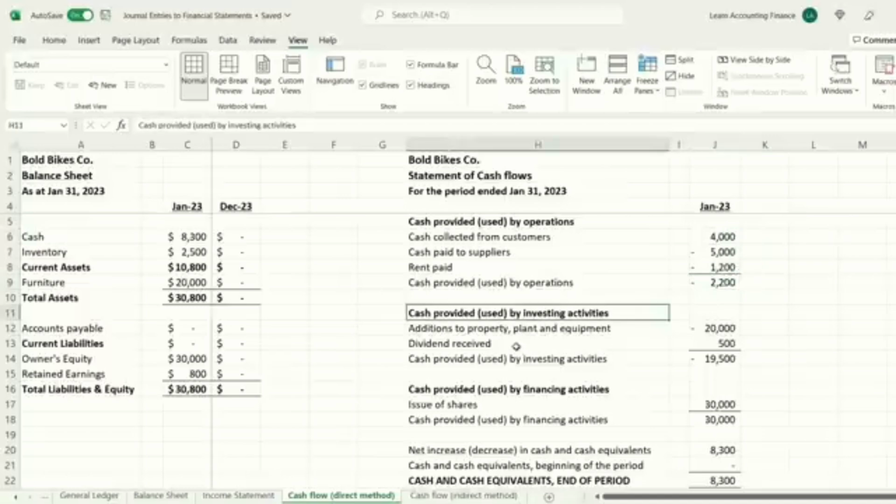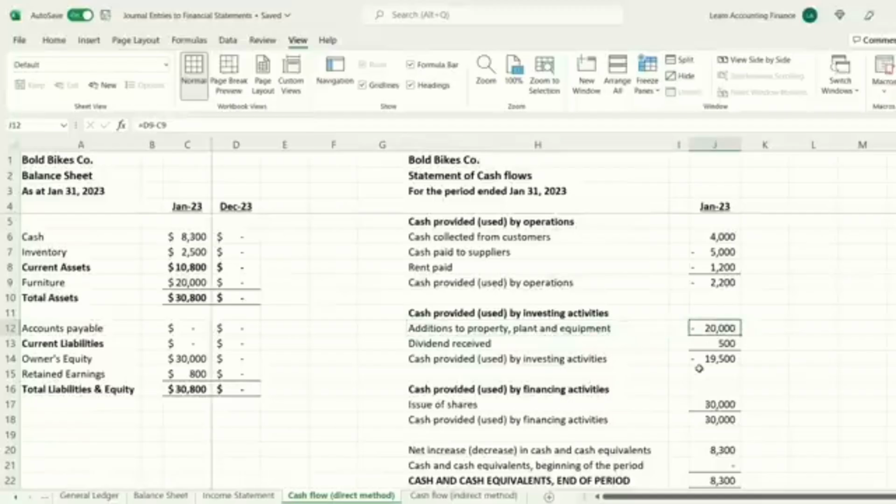Now, if you look at the investing activities, the company purchased furniture costing $20,000. That's negative cash flow.